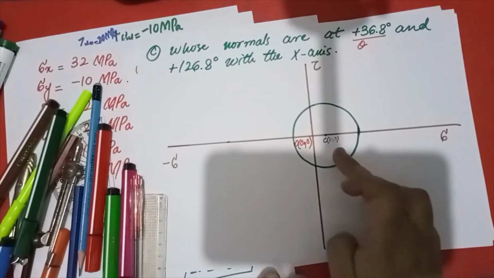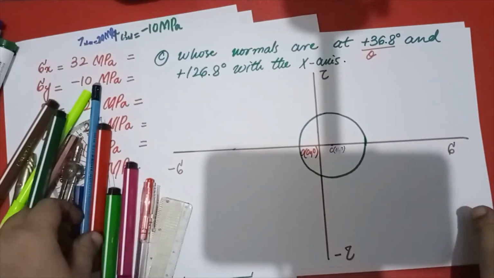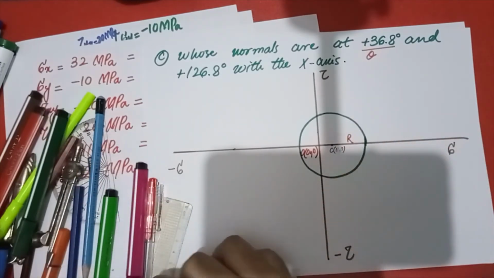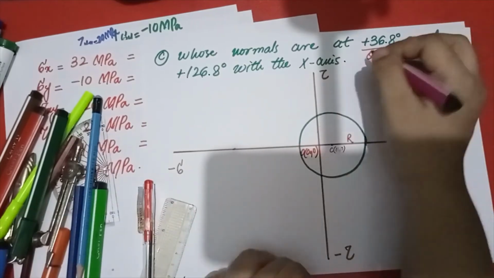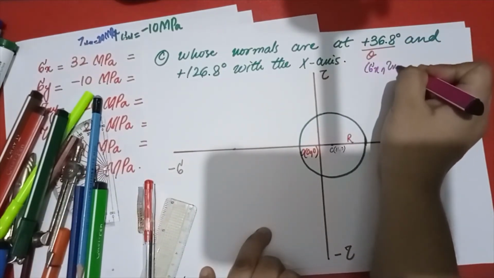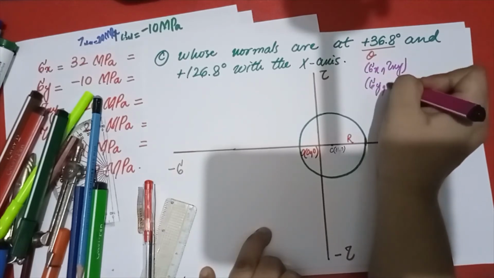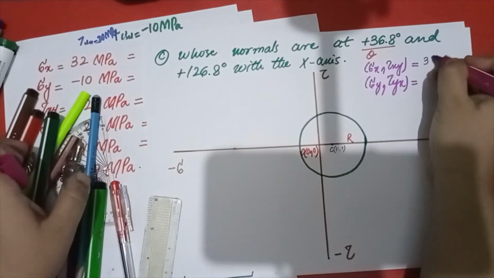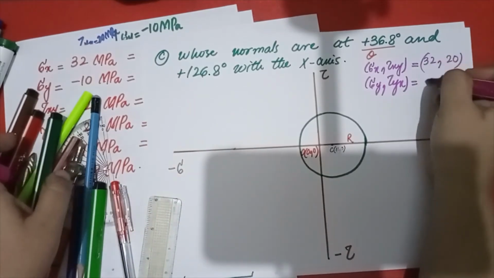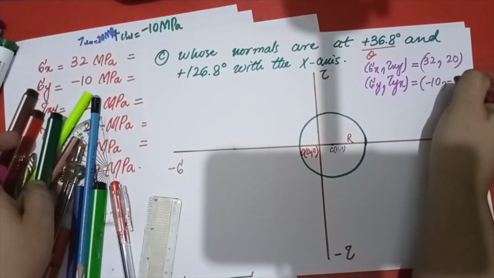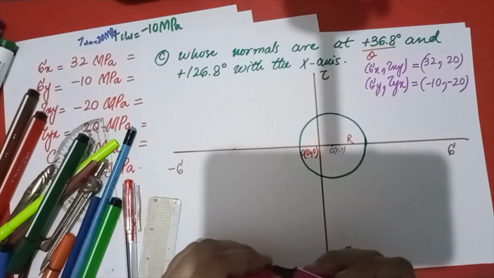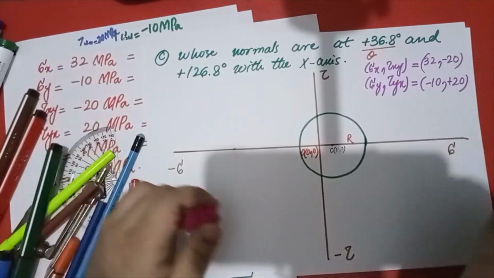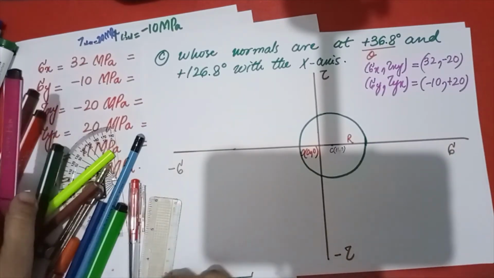So this is point C, and you know the radius R here. What do I have to do next? Obviously, I have to plot the points which were given in the question: sigma x comma tau xy, sigma y comma tau yx. So what were the values? Sigma x is 32 comma 20, and this is minus 10 comma minus 20. No, it is tau yx positive and this one is negative. So let's plot the points.